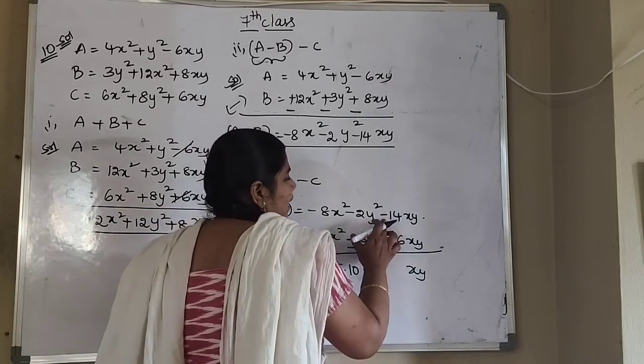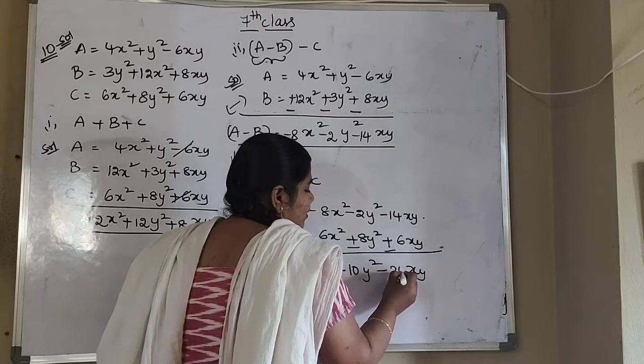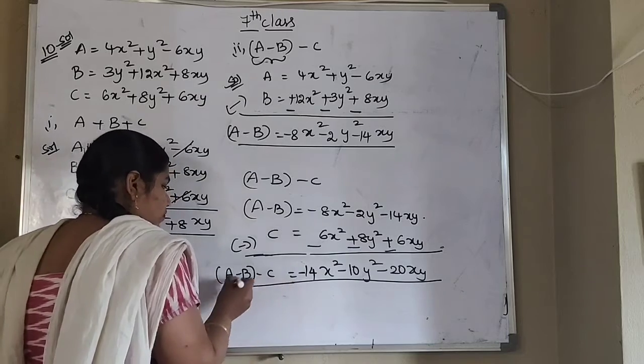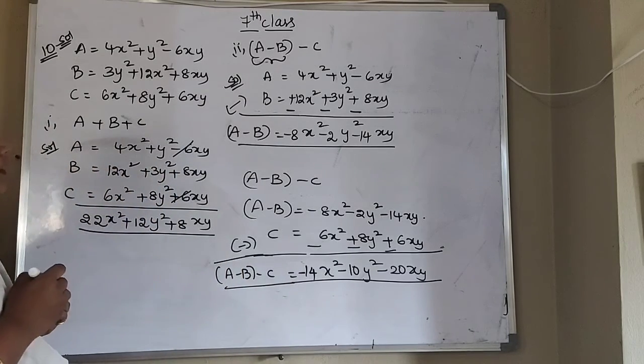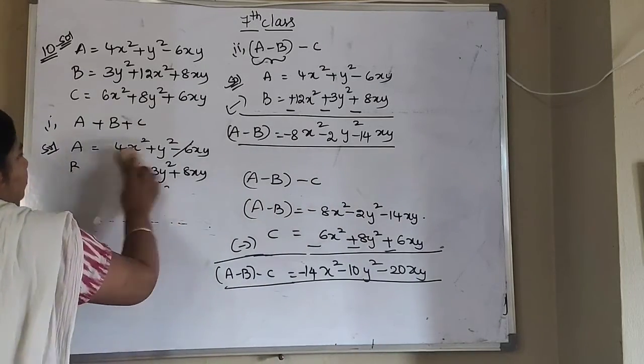In this case, minus 14 minus 6. Minus 14 minus 6 is how much? Minus 20xy. So this is our second bit. Okay. Next one, third bit we will see.